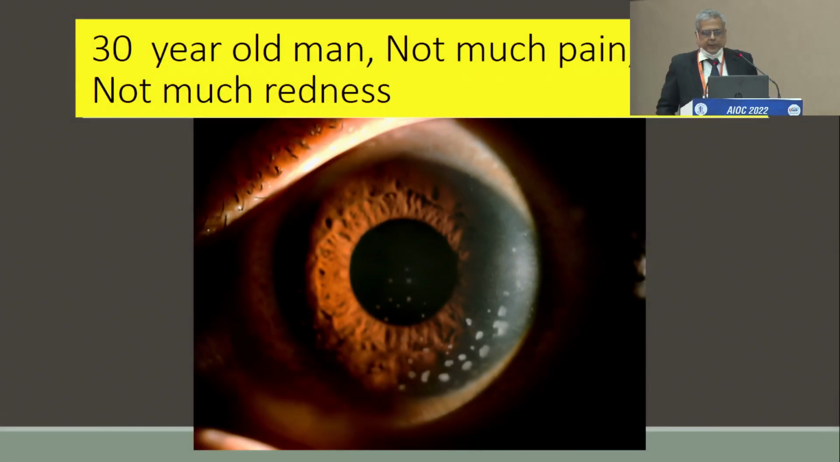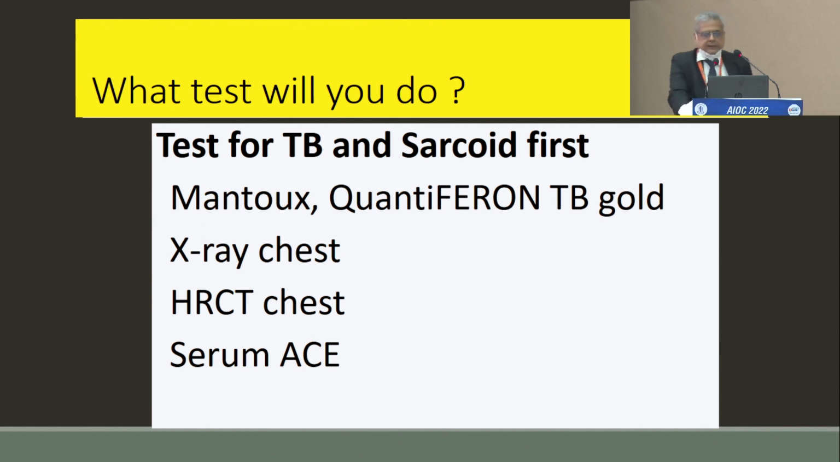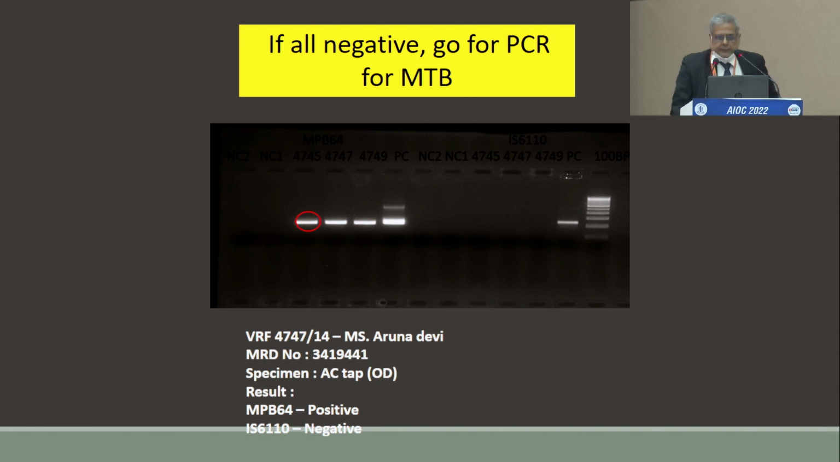But this is a patient where I will do a lot of investigations: a 30-year-old man, not much pain, not much redness, and you can see multiple mutton-fat keratic precipitates. So what tests will I do? I'll test for TB and sarcoid first: Mantoux, QuantiFERON TB Gold test, X-ray chest, HRCT chest, serum ACE. I'll even do VDRL and TPHA. If all negative, I'll go for PCR for MTB. Though a lot of doubt has been raised, in our hands it works quite well. In this particular case, MPB64 was positive.